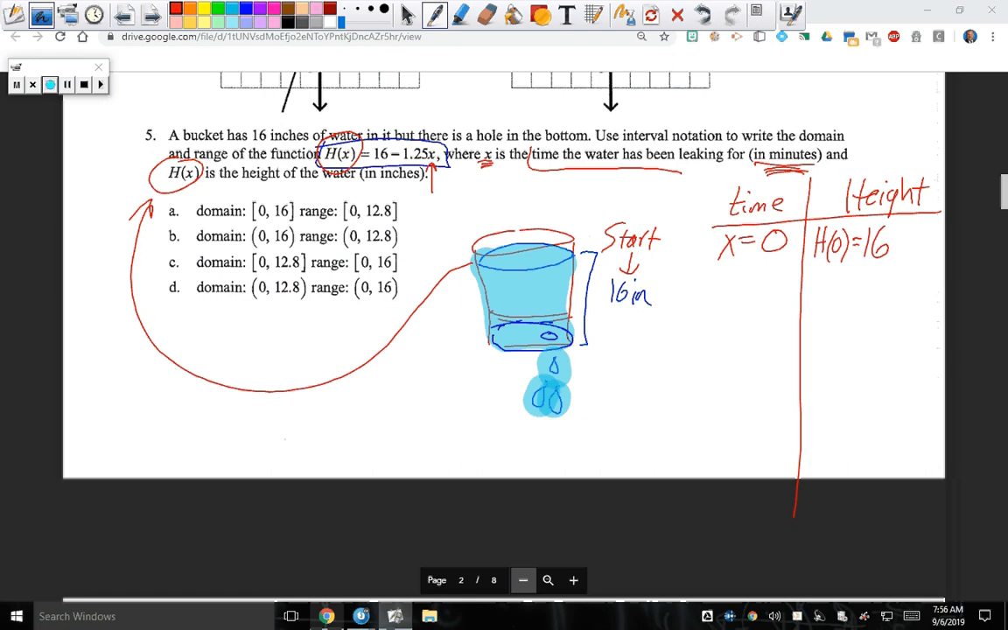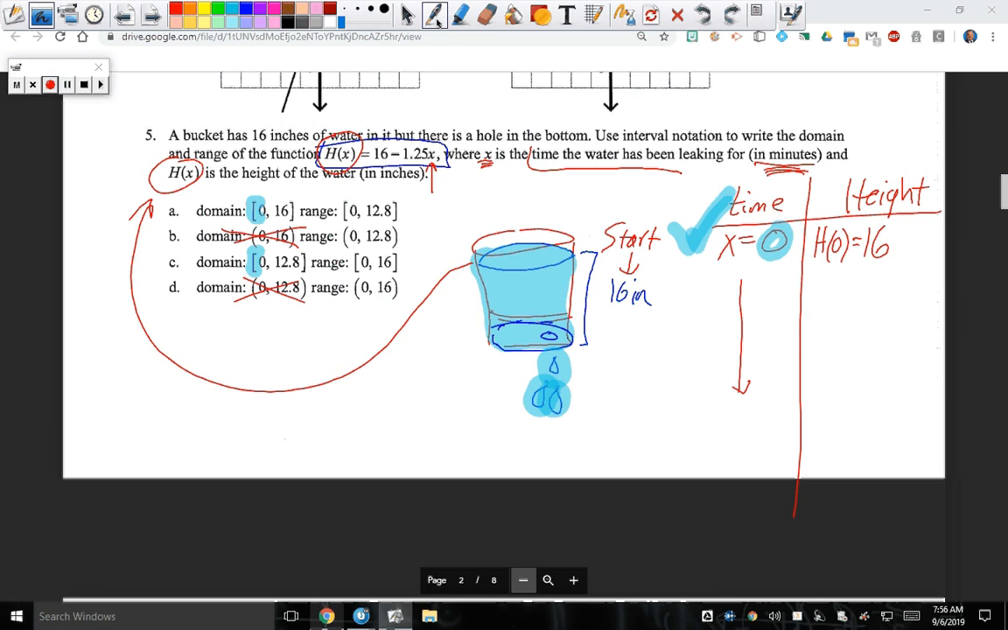Okay? So, as time goes on, we know that time can't go negative. It's got to go positive. But it can start at 0. So it's not going to be letter B, because this one says it's not starting at 0. It's starting right after 0. We know it's not D either. So the reason why we know it can start at 0, it has to be a closed bracket. So it's either going to be A or C.